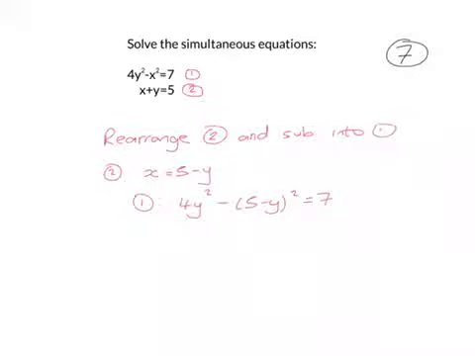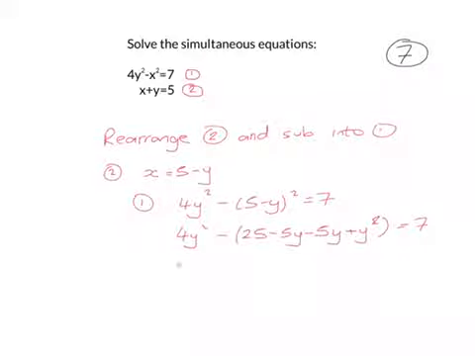Now we need to be really careful here with a few things. We need to be careful with the fact that we're going to square that whole bracket, and also the fact that there's a couple of minuses and negatives around here. We need to be really careful. So we do 4y squared minus, and when we expand (5 minus y) all squared, you'll have 5 times 5, which is 25. Then you will have 5 times minus y, so minus 5y. Then you'll have the same again. Then you'll have minus y times minus y, which gives you plus y squared. Close that bracket, and then that is equal to 7.